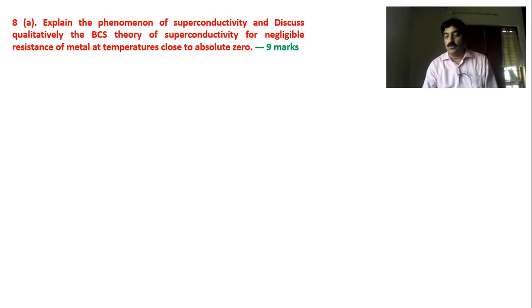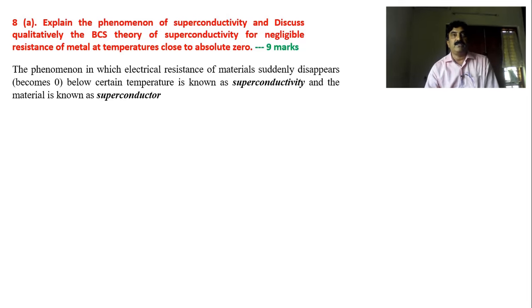Superconductivity, as you all know, is nothing but the zero resistance state of a substance. See here, the phenomenon in which the electrical resistance of a material suddenly disappears or becomes zero below a certain temperature is known as superconductivity, and a material exhibiting this property is known as a superconductor. The temperature at which this happens is known as the critical temperature. Now we have to explain this with the help of BCS theory.